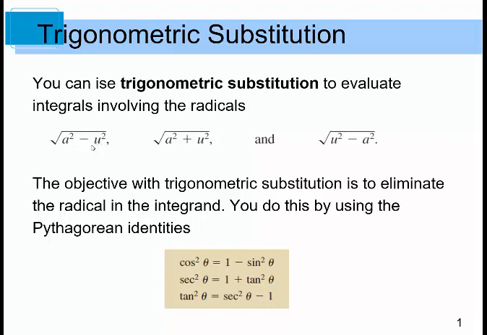We're going to do a very simple integral of this first type in my video today, but you can apply it the same way for the others. The goal here is to eliminate the radical by trig substitution. For example, with a squared minus u squared, if a is 1 and u is sine theta, then 1 squared minus sine theta squared is just cosine squared, and the square root of cosine squared is just cosine.